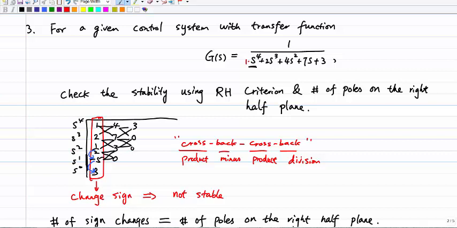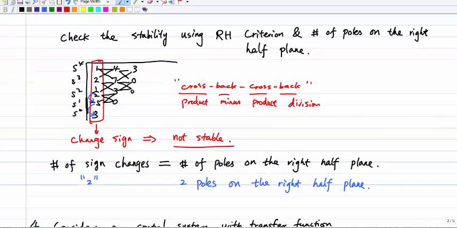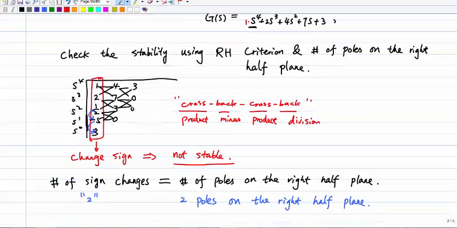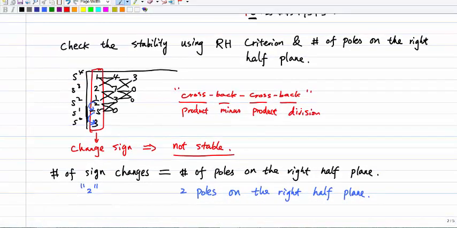First of all, we check if the first column of the Routh array changes sign. So this is the first column of the Routh array. It does change sign, so we can say this is not stable. And also, how many poles are on the right half plane? One of the conclusions in the Routh-Hurwitz criterion says the number of sign changes is the number of poles on the right half plane. So you want to check how many times the first column changes sign.